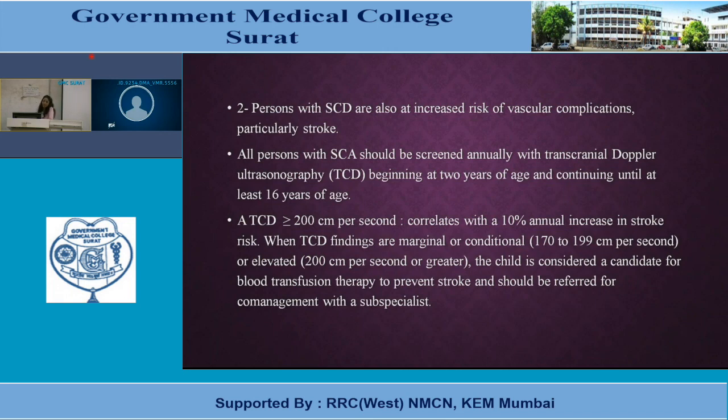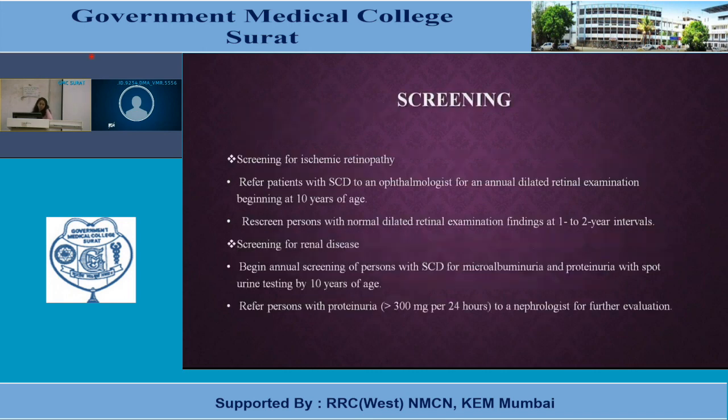If TCD is more than 200 cm per second, it correlates with a 10% annual increase in stroke risk. When TCD findings are marginal or conditional, like 170 to 199, or elevated, more than 200, the patient is considered a candidate for blood transfusion therapy to prevent stroke and should be referred for co-management with a subspecialist. Now, screening for ischemic retinopathy. So we have basically covered pneumococcal infection by vaccination and by penicillin prophylaxis. Second, we have considered stroke.